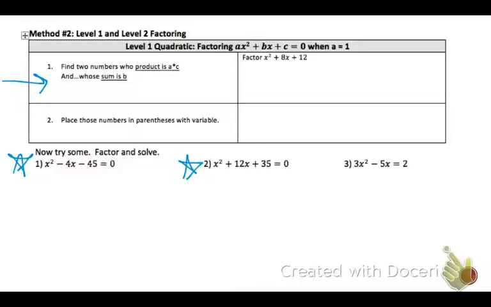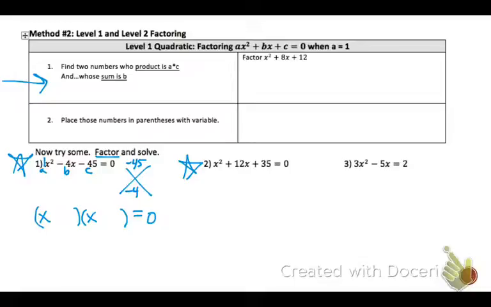Okay, so when it says factor and solve, that means you're trying to break it apart into the two expressions that will multiply to give you that quadratic. The first thing is to look at the A value. If it's 1, you're dealing with just a level 1 quadratic. So you can simply ask yourself, what two numbers can I multiply that will give me C, or A times C, because A is 1, and combine to give me B. Notice that the sign goes with the number.